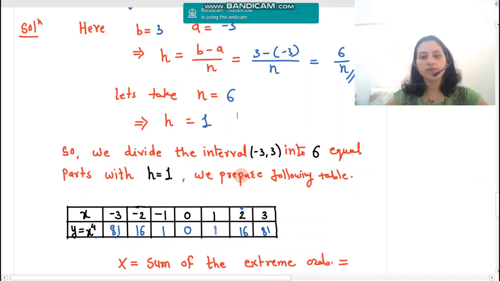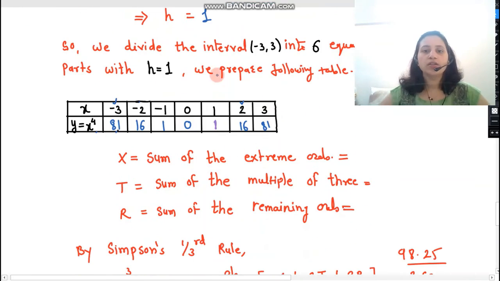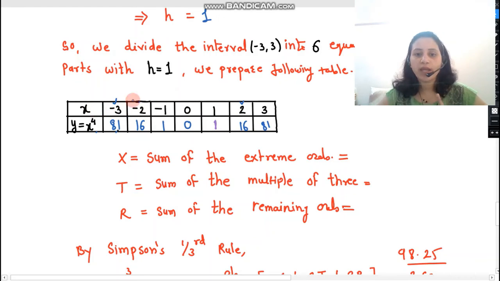And by using this information we can prepare the table. Now let's prepare the table. So as you can see here, I have prepared the table. First x, the values of x vary from minus 3 to 3, because our integration is from minus 3 to 3. The values of x are minus 3, minus 2, minus 1, 0, 1, 2 and 3. So first interval from minus 3 to minus 2, second minus 2 to minus 1, third minus 1 to 0, fourth 0 to 1, fifth 1 to 2, and sixth 2 to 3. So six intervals are there, that means they are in multiples of 3.